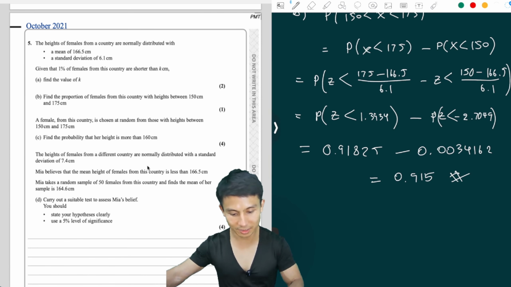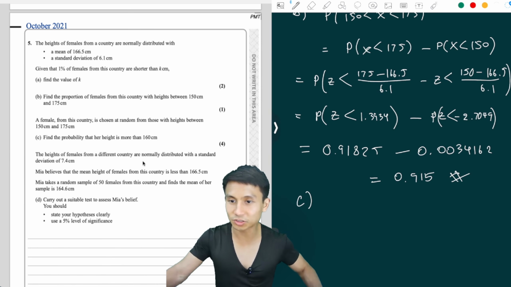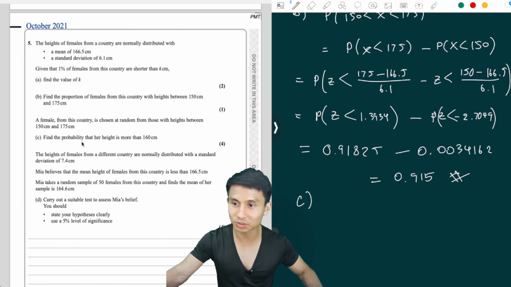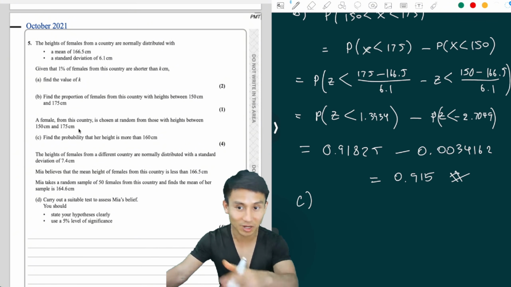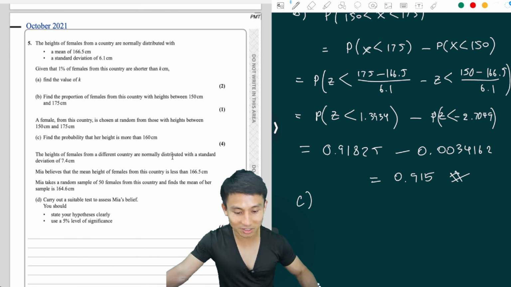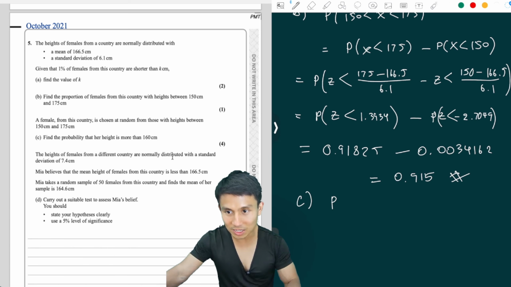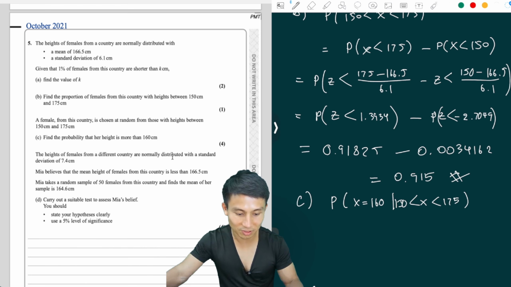Part C. A female from this country is chosen at random from those with heights between 150 centimeters and 175 centimeters. Find the probability that her height is more than 160. Because she is chosen from this range of heights, this is again conditional probability, and that's why I picked this one, because there is this condition you need to know. So it is basically P(X more than 160) given that it is in the range of 150 to 175. That's how you write the condition there.